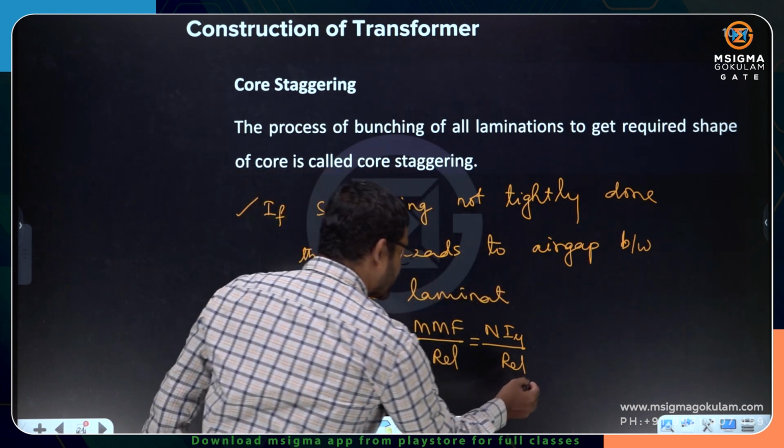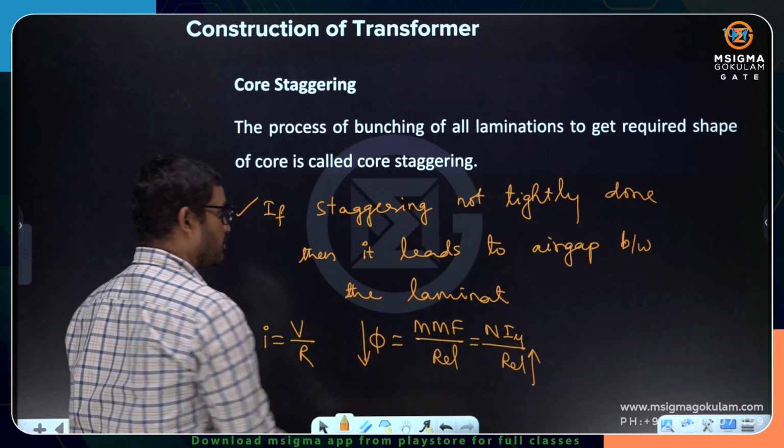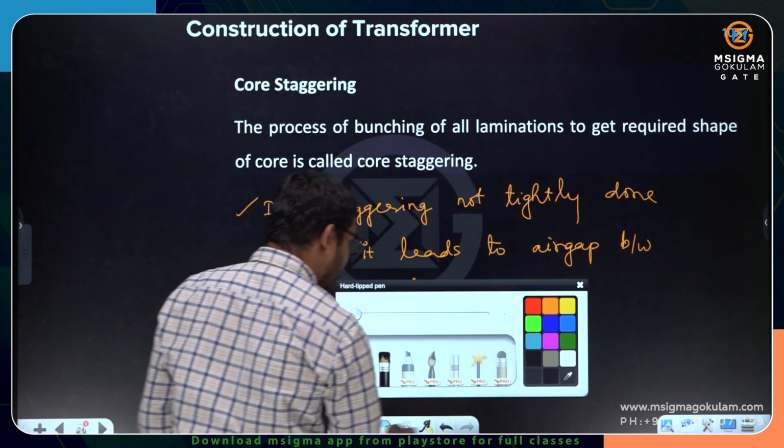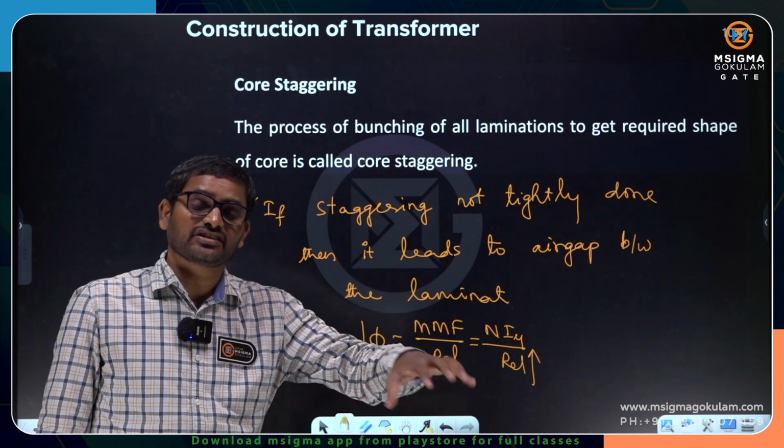Because of air gap between the laminations, the air gap increases the reluctance. If the reluctance increases, flux establishment in the core decreases. But a transformer wants to maintain constant flux. Transformer is actually a constant flux device.